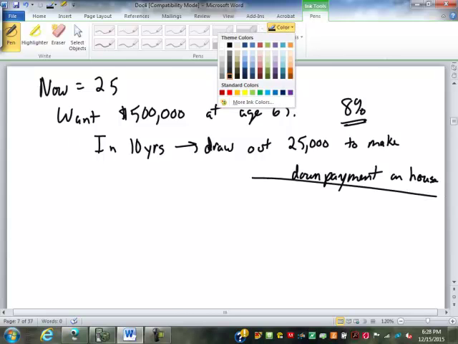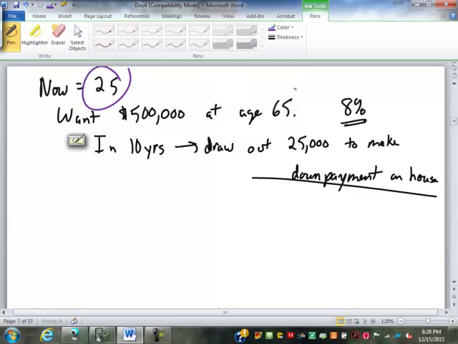What does that monthly payment have to be starting at 25 and going to 65 in order to not only get the 500,000 but to also cover that 25,000 drawn out? We're going to assume there are no penalties for drawing that money out. So once again, there are two problems here. The first problem is the 500,000. So let's figure out how much we need to pay every month at 8% to get to that 500,000.